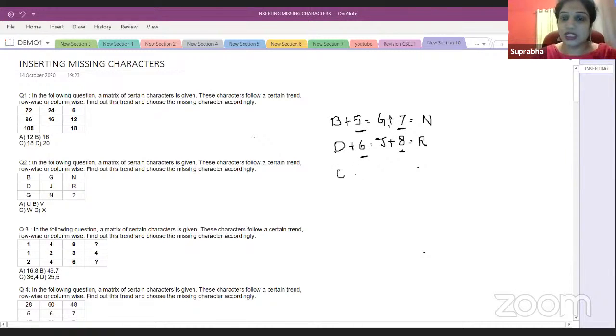Yes. So G plus 7 should give me N. Similarly, N plus 9 should give me W. So answer will be W. Okay. C will be the option. Is it fine? The second question. We'll move on to the third one.